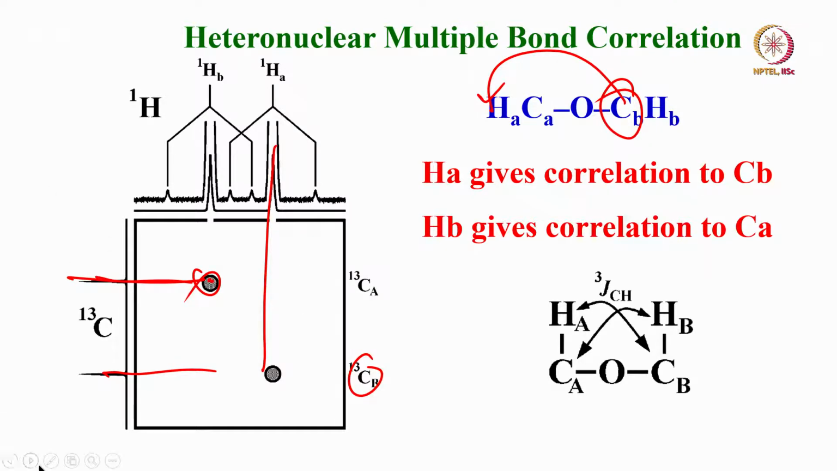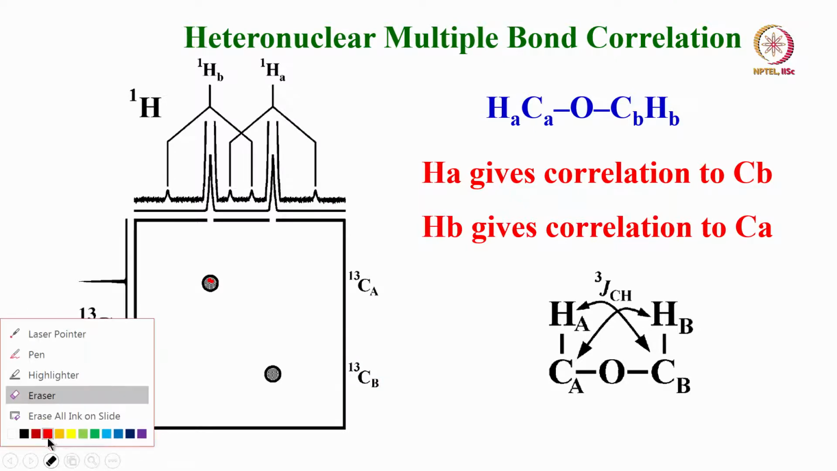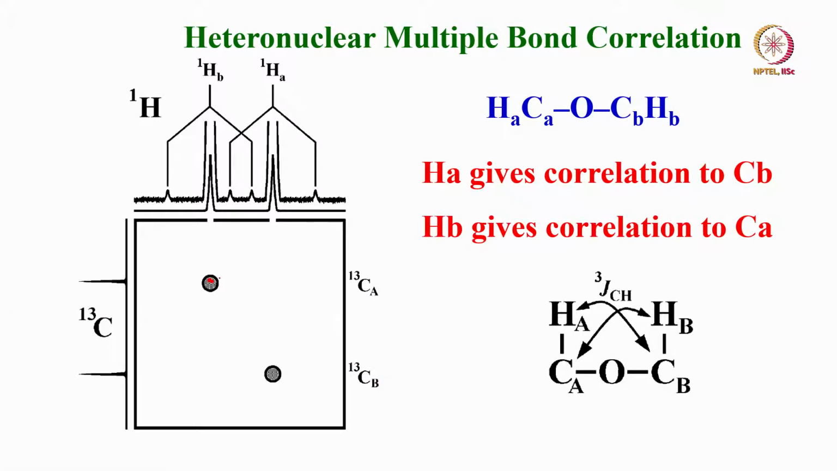Remember, in the previous example the correlation was to the directly bonded proton, but in this case it is for remotely bonded. This is carbon A, you can see this is the chemical shift of carbon A, whereas if you go vertically up, it is correlated to proton B. Where is proton B? It is here. So, this is the 2 bond correlation. This is HMBC. HMBC gives correlation to the proton attached to the next carbon, not to the directly bonded proton.